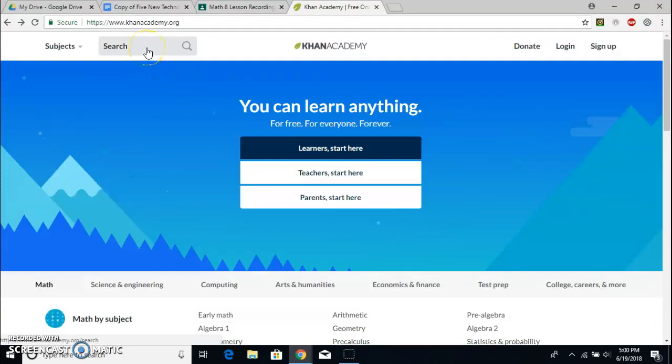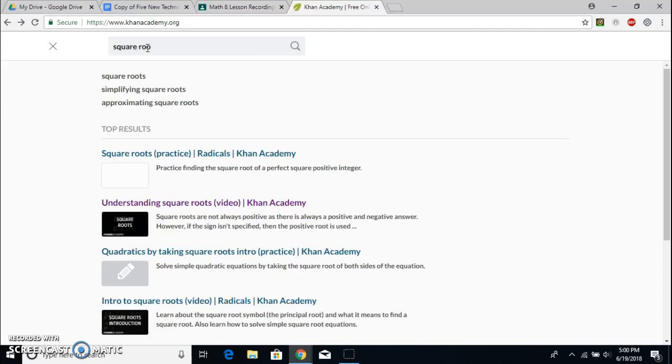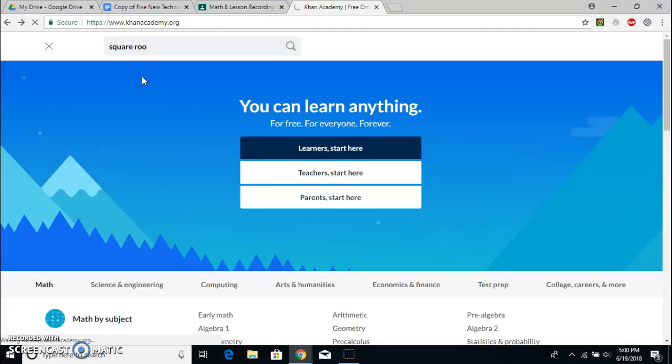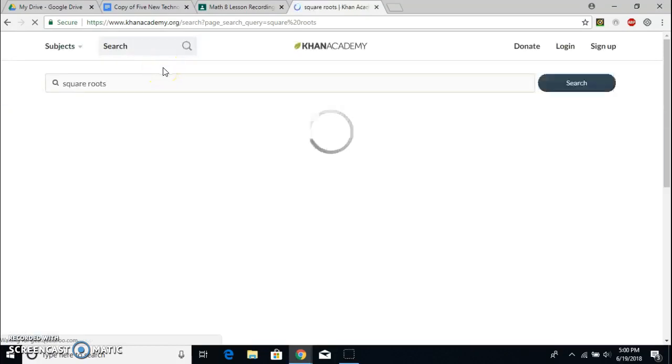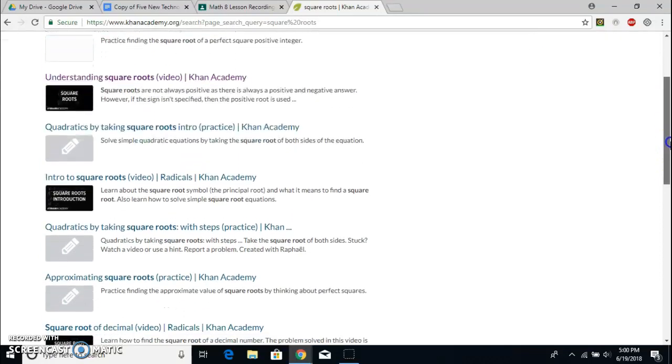and what I would do here is, if I'm struggling with something in my classroom, for example, if I don't remember what square roots are, if a teacher's teaching square roots and I'm like, I don't know what the heck a square root is, I'm going to go here and do a search for square roots. It's already popping up options for me here. All right, so then it's going to give me all sorts of options for square roots.